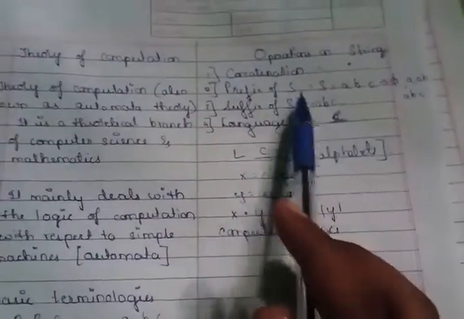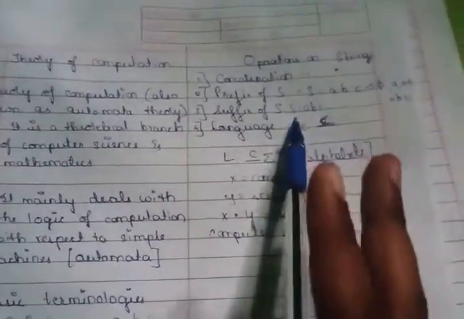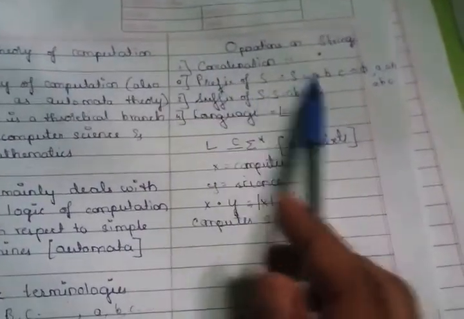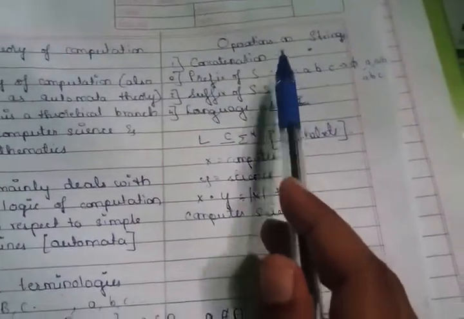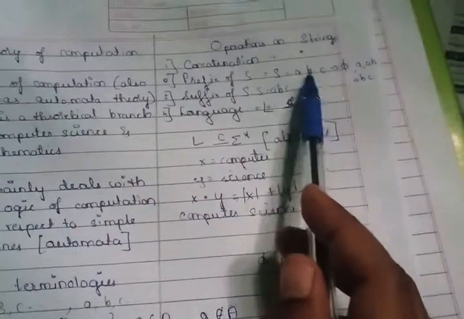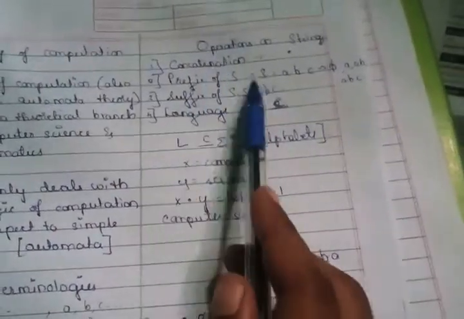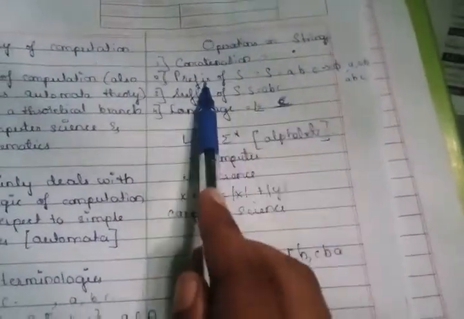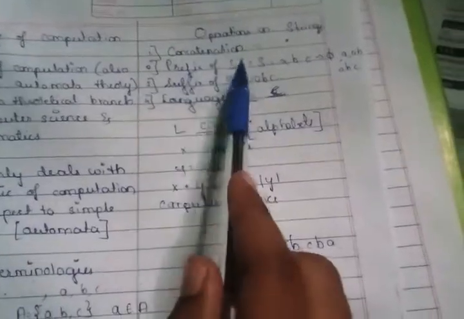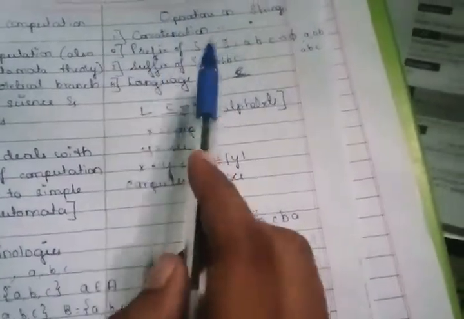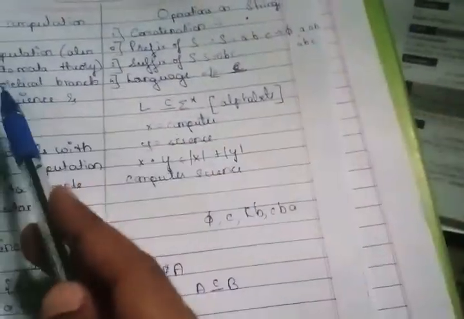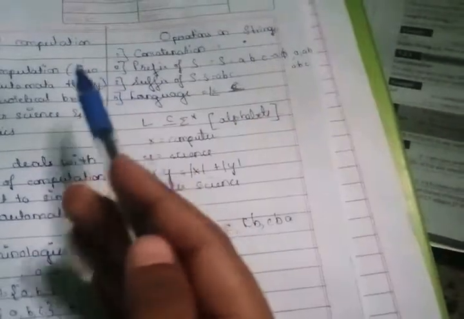Concatenation is nothing but combining two strings. The prefix of s is writing s as possible leading symbols of s. The suffix of s is any number of trailing symbols of s, that is from the backward, whereas prefixes are forward and suffixes are backward.